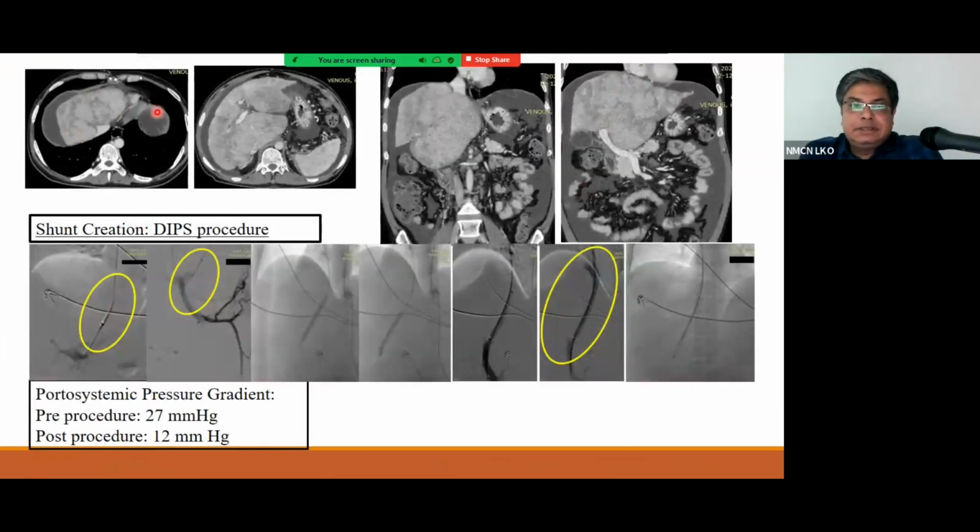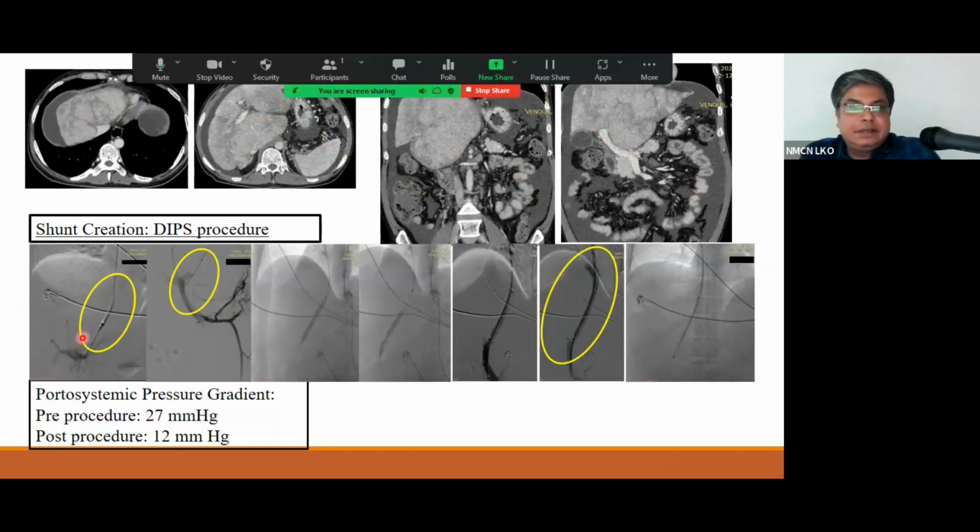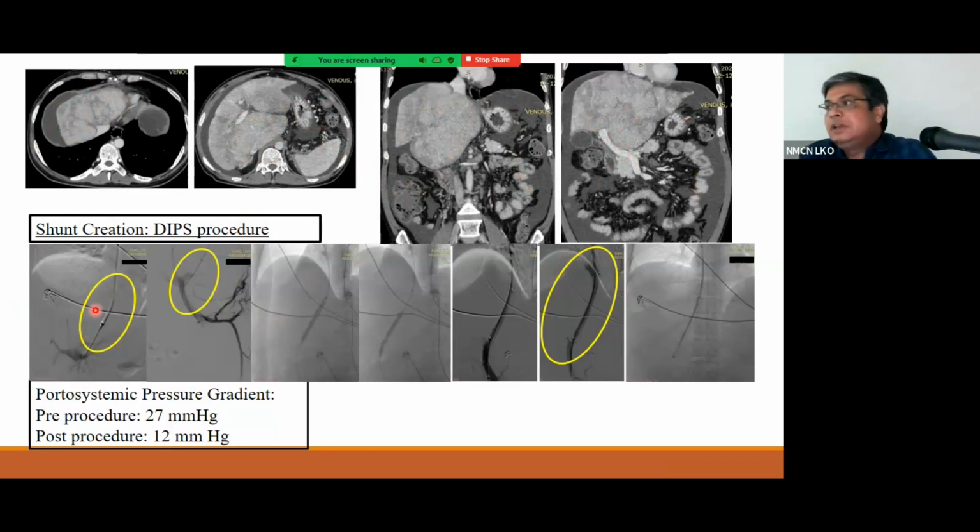So here on these CECT images, we can see there is attenuation of all hepatic veins and massive ascites, heterogeneous liver parenchymal enhancement, massive caudate lobe hypertrophy, perigastric collaterals, and prominent patent portal vein. Here again, we can see in the region of hepatic vein confluence, the hepatic veins cannot be visualized. So this patient was taken up in view of non-visualization of hepatic veins. This patient was taken up for DIPS procedure.